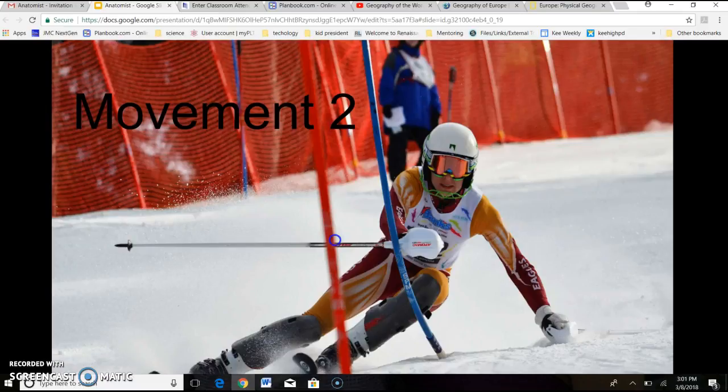Movement 2. The joint is in the ankle. Hinge joint, the fibula and tibia are the bones. The movement is to change direction, and the muscle is the calf.